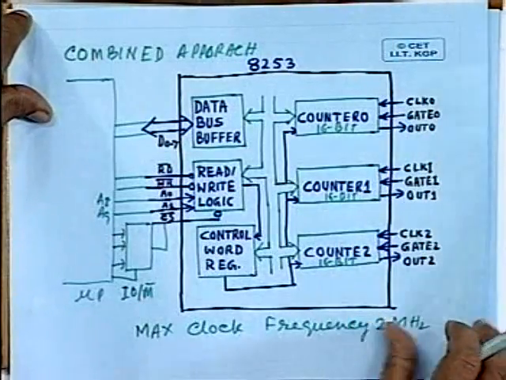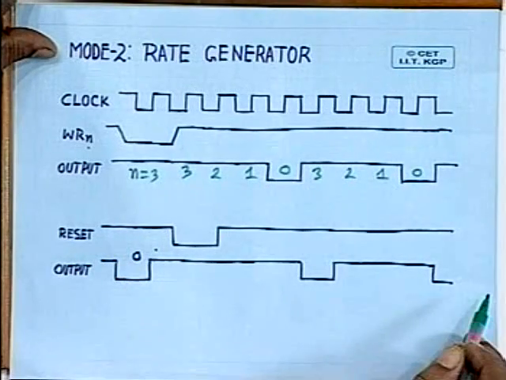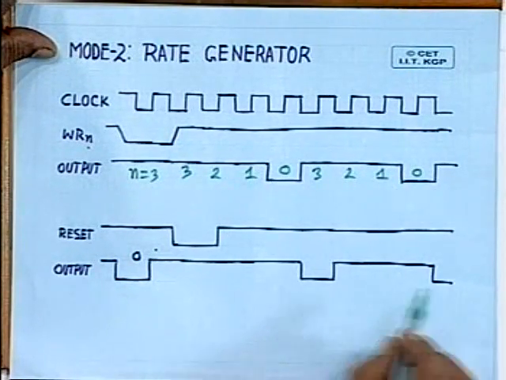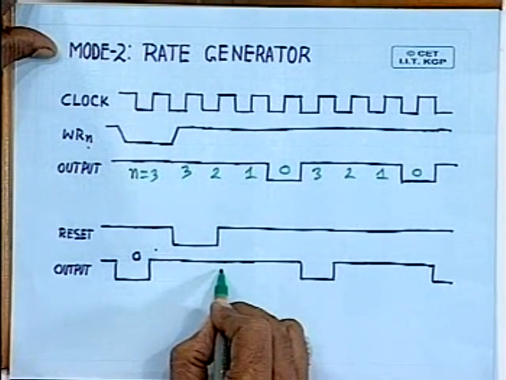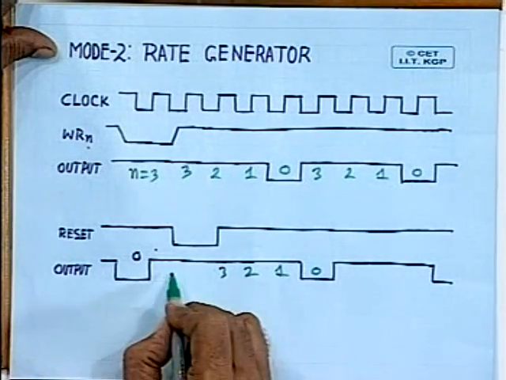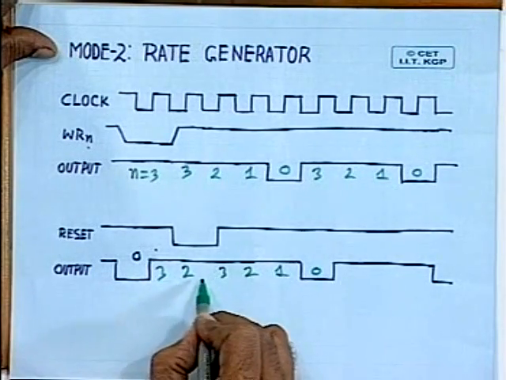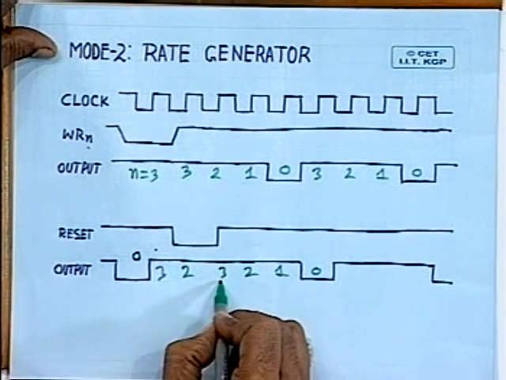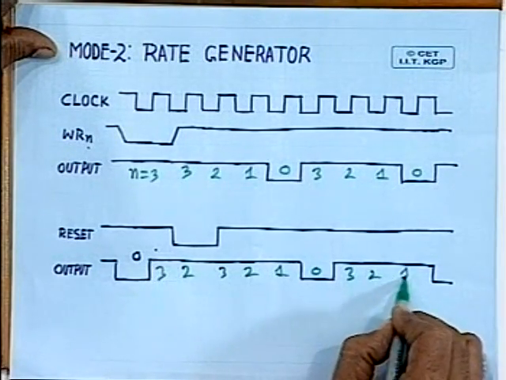Then you may be asking, what is the role of this gate input? This gate input can be used to reset. Here the function is known as reset. Whenever this line is low, you can see here it gets reset: 3, 2, 1 and 0. Maybe it was say 0, 3, 2. It started decrementing. This is 3 and 2, but again it starts afresh 3, 2, 1, 0, and again 3, 2, 1, 0, and so on.